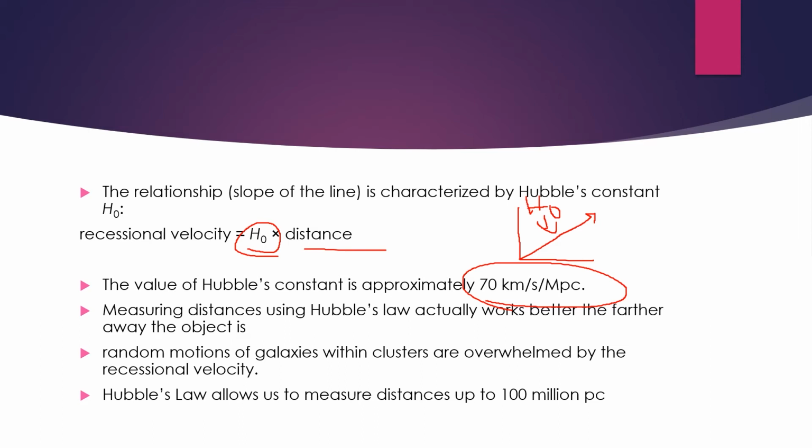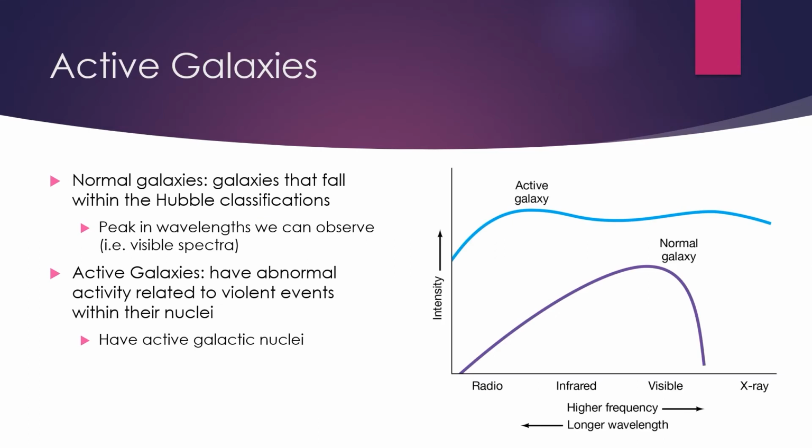Hubble's law allows us to then measure distances up to 100 million parsecs. I want to go over what we just heard last slide a sec. Within a galaxy, within a galactic cluster, remember everything's held together by gravity. And we're saying that a galactic cluster is moving away from us. Well, within that cluster, those galaxies are moving on their own away from each other, but still within contact with each other because they are all gravitationally bound.